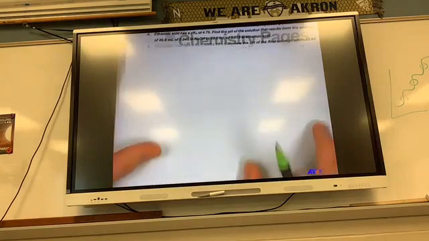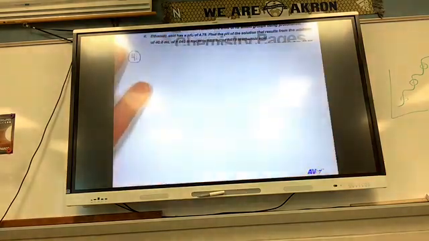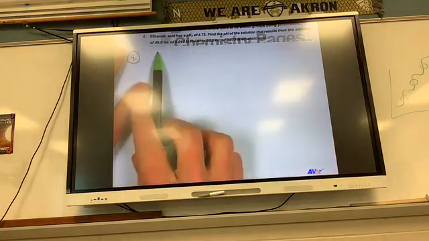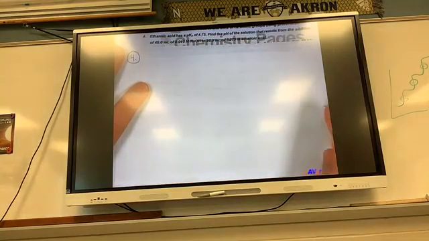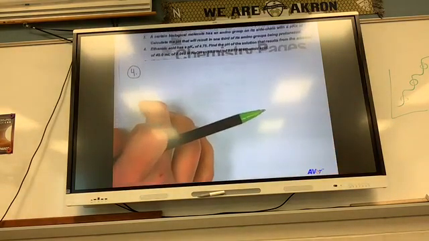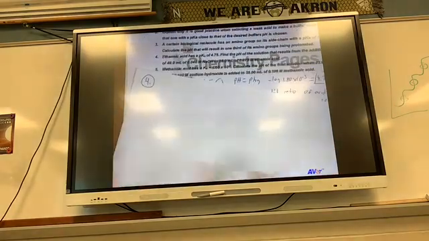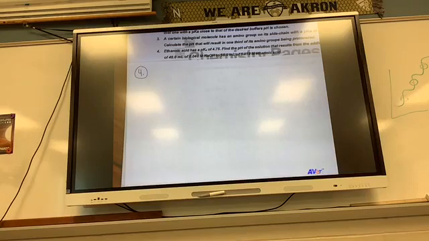Number 4. Ethanoic acid has a pKa of 4.75. Find the pH of the solution that results from the addition of 40 milliliters of 0.040 molar NaOH to 50 milliliters of 0.075 molar ethanoic acid. Any ideas on how to start this? Okay, well, look at it. What would be a good first step? What could you figure out from this data that you're given?